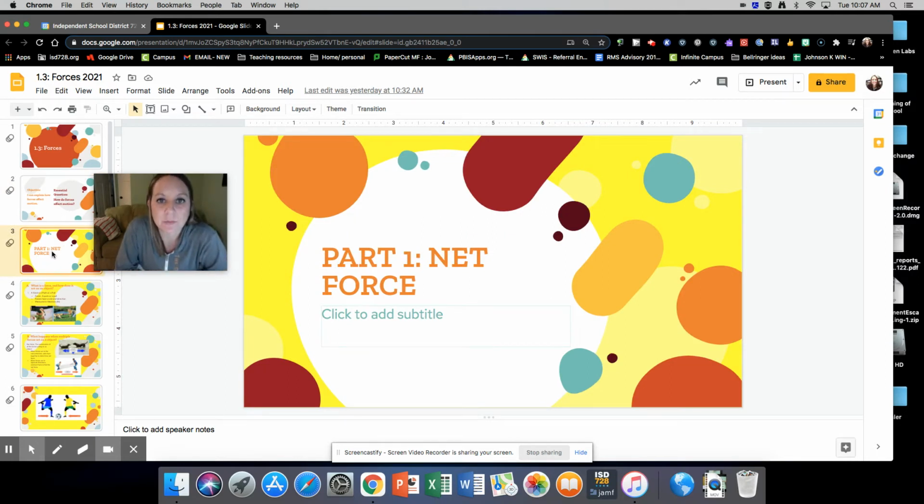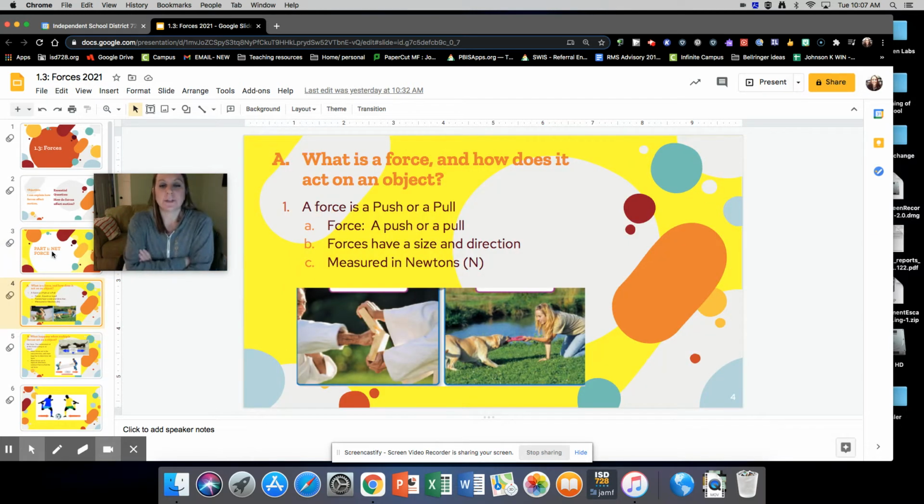Part 1, this is the yellow portion of your notes. We're going to start by talking about something called net force. So first of all, what is a force and how does it act on an object? Well, a force is just a push or a pull. So forces have size and direction, and we measure it in something called newtons. So whenever I push on something or pull on something, I'm exerting a force. And you can see some examples on here. When he is pushing on that piece of wood, it's causing it to break. And the dog and the woman are playing tug of war, and so they're both pulling.